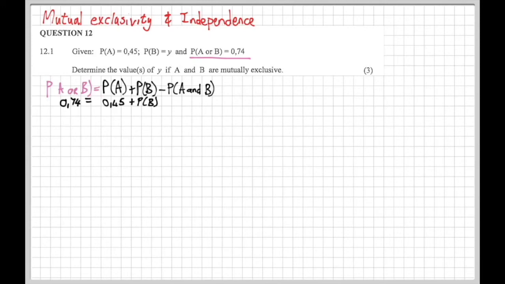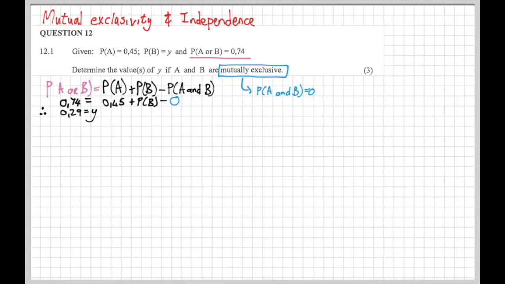But now I'm sitting with mutual exclusivity, which means the probability of A and B happening is 0. So I'm going to substitute that into my formula. Now I've just got to solve for the probability of B, which is Y, and that is 0.29. It is as simple as this.